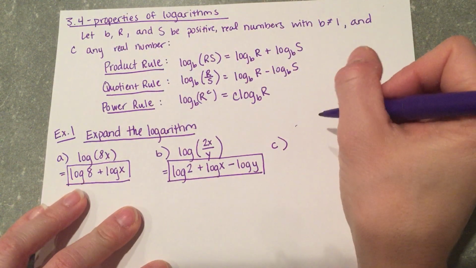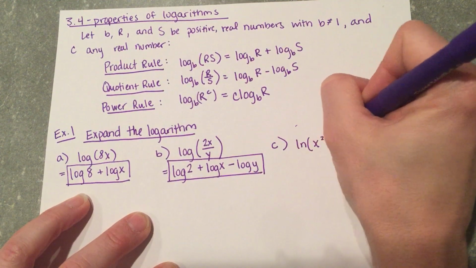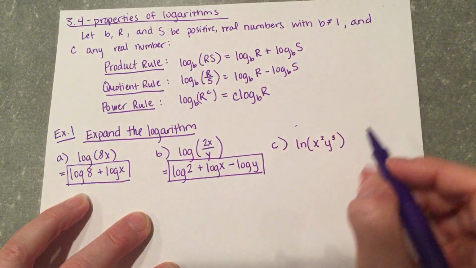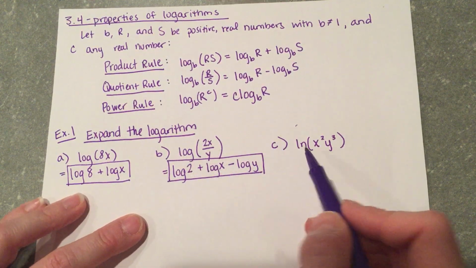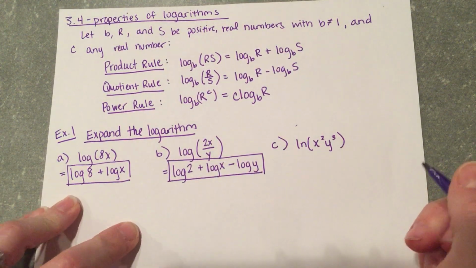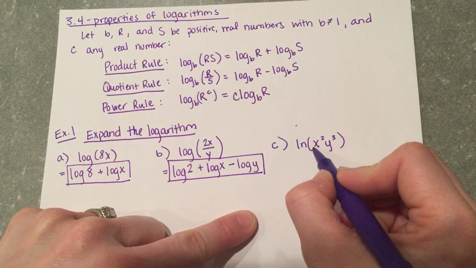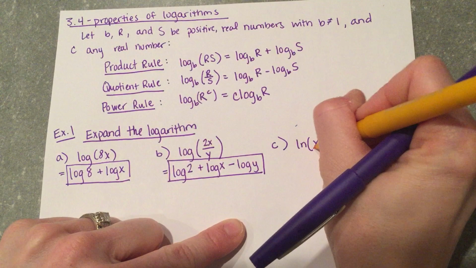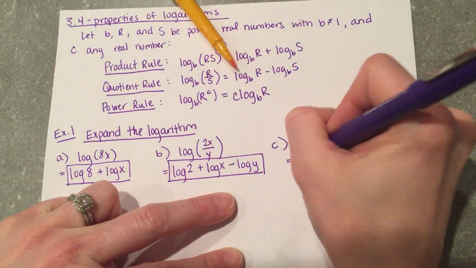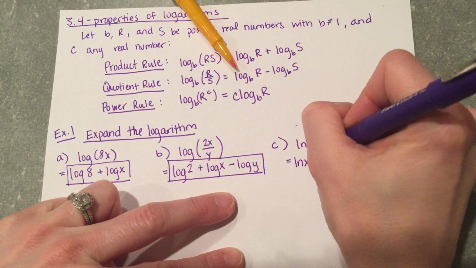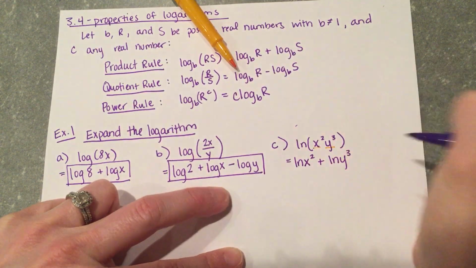Okay, for this next one, I'm going to do natural log of x squared y cubed. And these log properties work no matter what the base is. So it works the same whether it's log or natural log or log base 3 or log base 5. It doesn't matter. Okay, so I have x squared times y cubed. So I'm going to use the product rule, and I'm going to rewrite that as natural log x squared plus natural log y cubed.